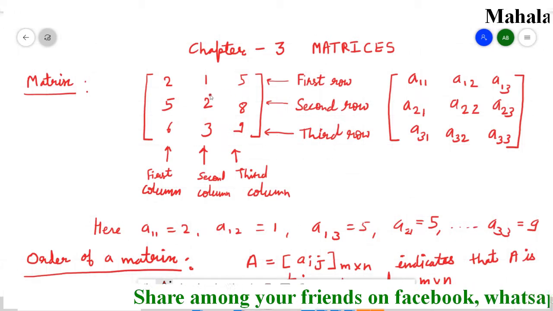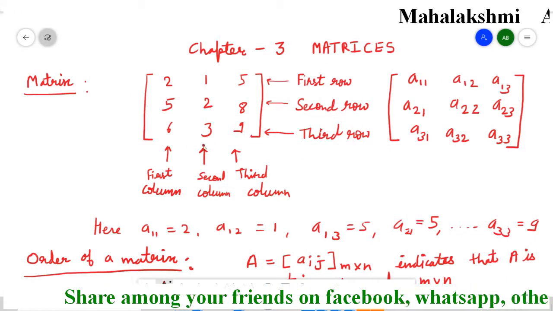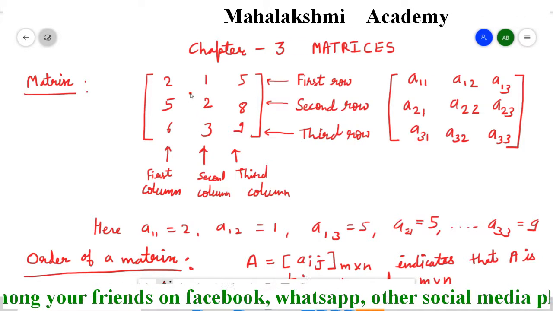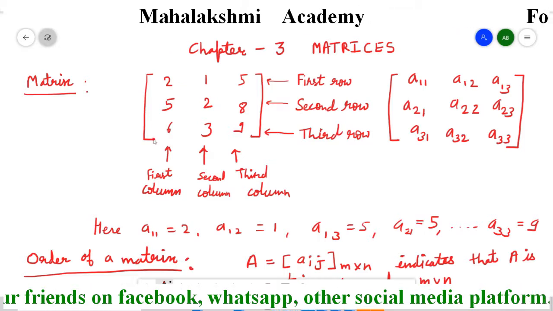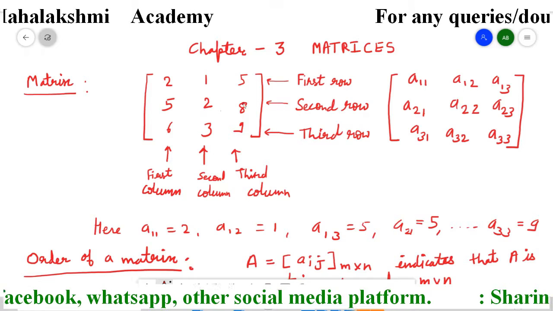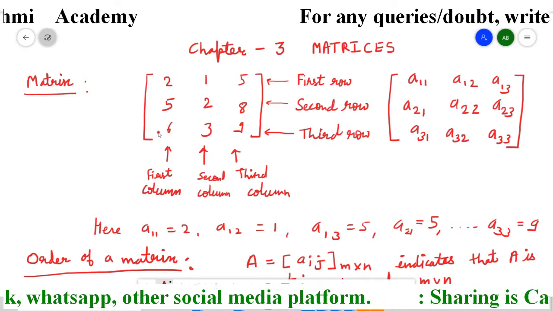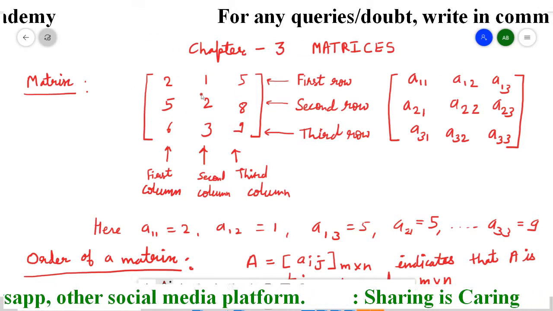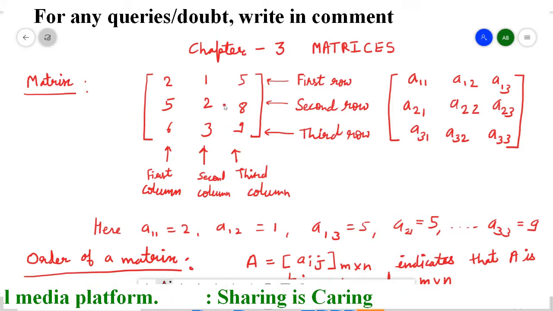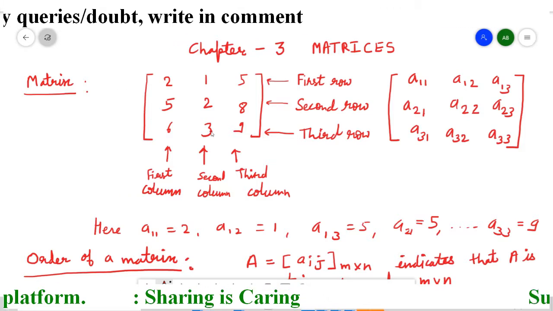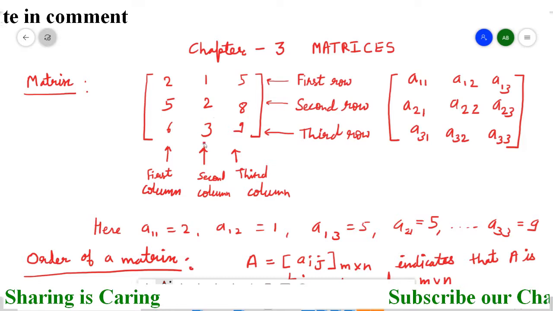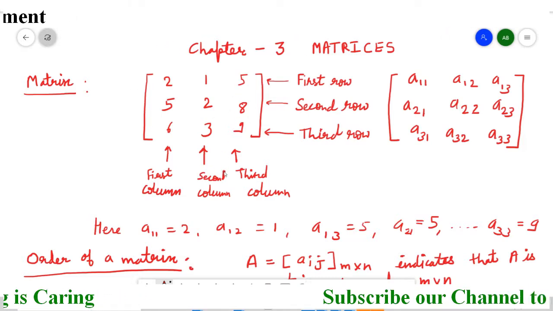So matrix is a rectangular format to write down the numbers in a proper way, in which there are some rows and some columns. These horizontal lines are named as rows and these vertical lines are named as columns. This is our first row. This one is our second row. This one is our third row. And this is first column, this one is second column, this one is third column.